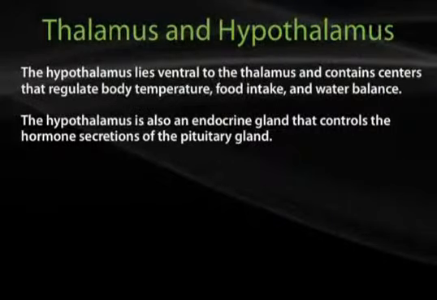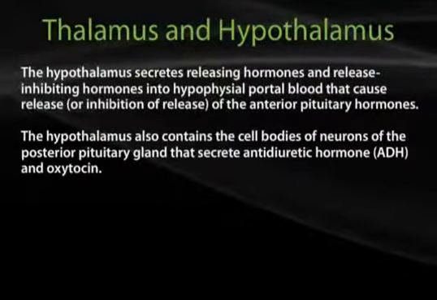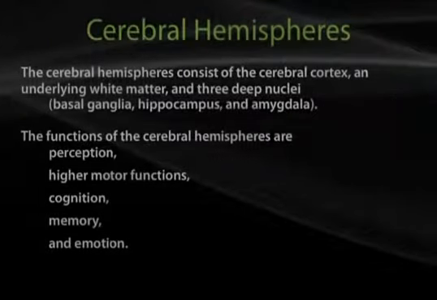The hypothalamus lies ventral to the thalamus and contains centers that regulate body temperature, food intake, and water balance. The hypothalamus also is an endocrine organ that controls the hormone secretions of the pituitary gland. The hypothalamus secretes releasing hormones and release-inhibiting hormones into hypophyseal portal blood that cause release or inhibition of release of the anterior pituitary hormones. The hypothalamus also contains the cell bodies of neurons of the posterior pituitary gland that secrete antidiuretic hormone, ADH, as well as oxytocin.